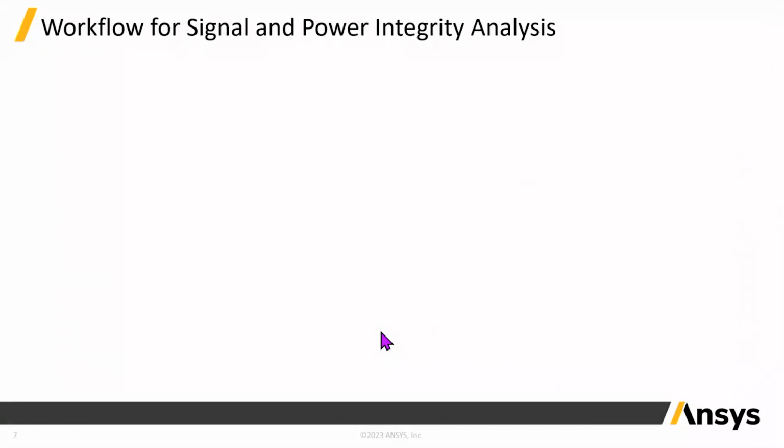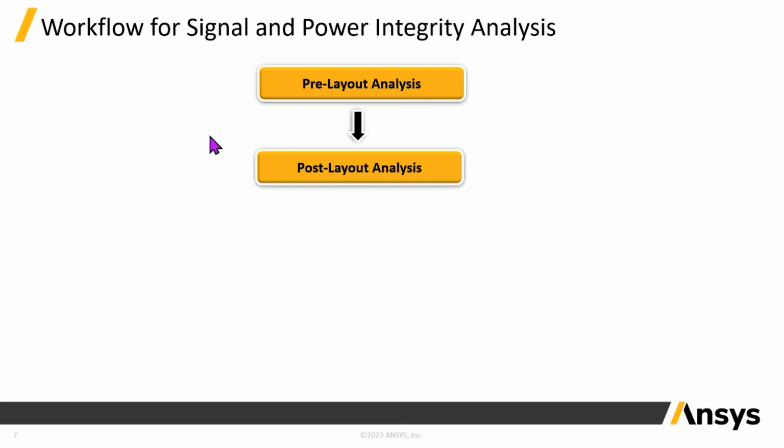Coming to the workflow for signal and power integrity, it starts from the pre-layout analysis, where you will decide what the thickness of your nets should be, how many layers there are, and what the wire dimension is for better signal transmission. This analysis is done in the pre-layout portion. In post-layout, you will see how the signals propagate from one IC to another IC.